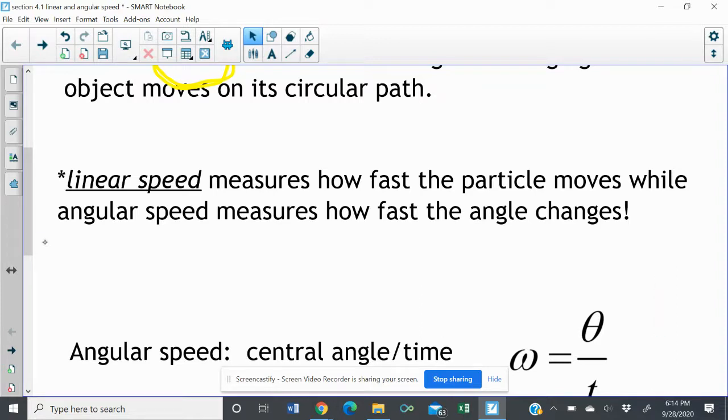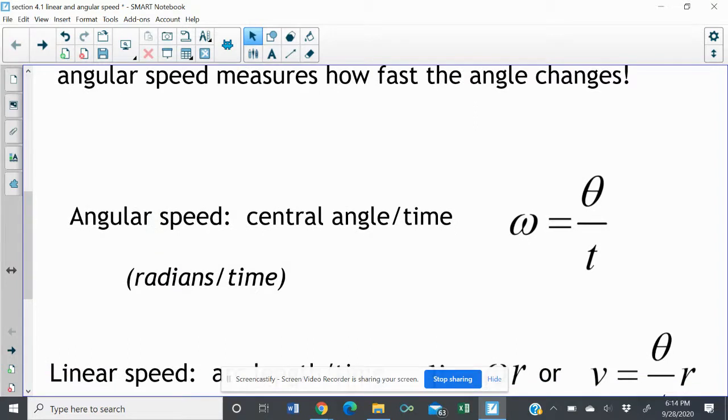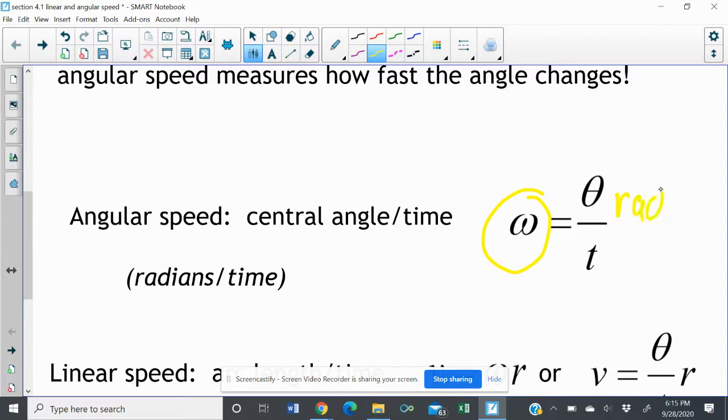So we take a look. Here is our angular speed. This is called an omega. So theta, which is your angle, divided by time. And again, theta has to be in radians. So this is radians over time. That is your angular speed.